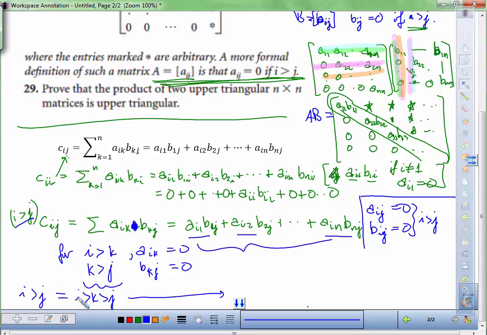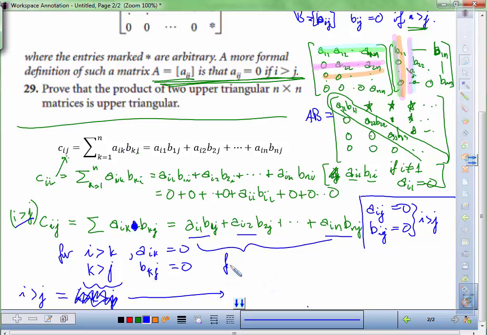Yeah, so we can't say this, but you can say that you do have one or the other. So when i is bigger than k, then one of these products would be 0, and when k is bigger than j, then the other factor is going to be bigger than 0.